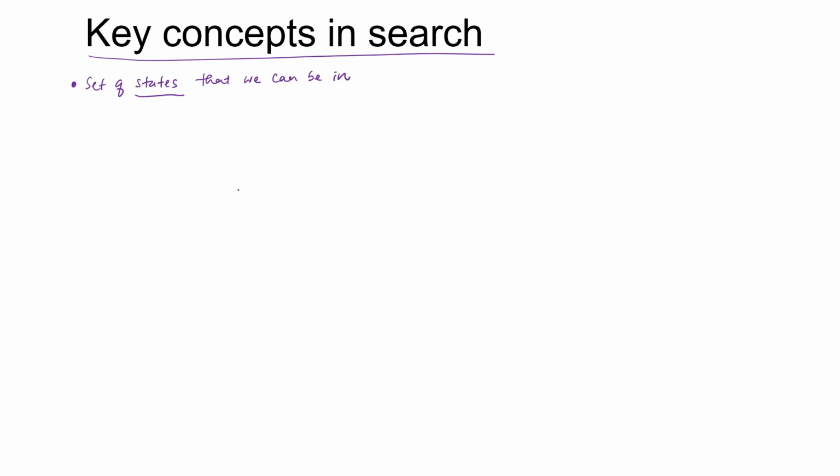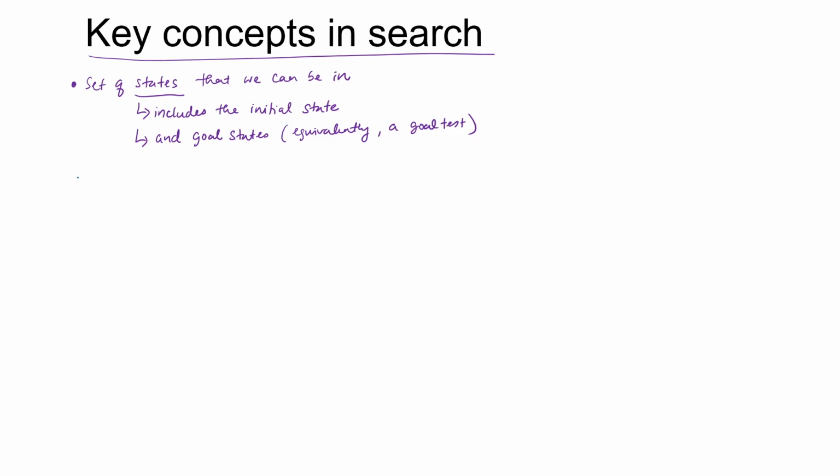Okay. This is the first concept. So, this includes the initial state and goal states, or equivalently a goal test. Now, that is the first part.